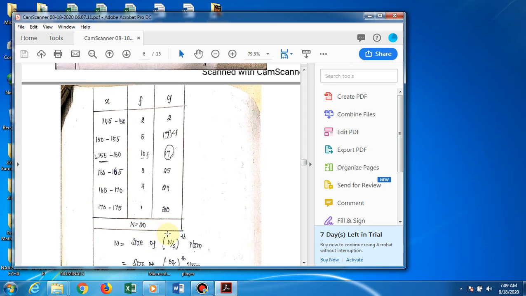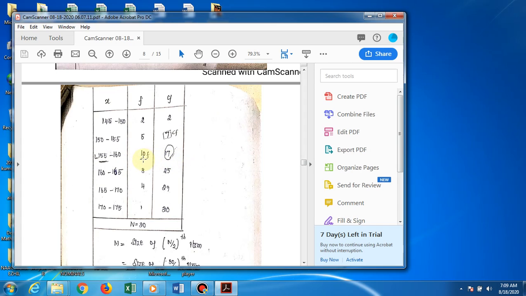30 by 2 means what? 15. Where will 15 lie? It will lie in 17, the biggest value. So here this is the median class. The class interval is 155 to 160. Then L is equal to 155. The frequency of the median class is 10.